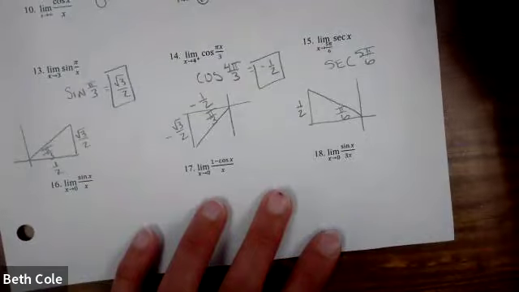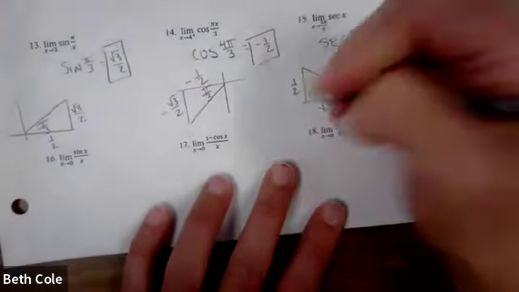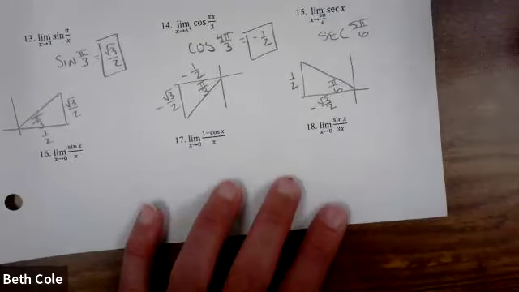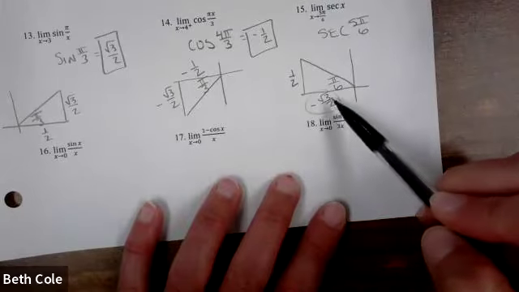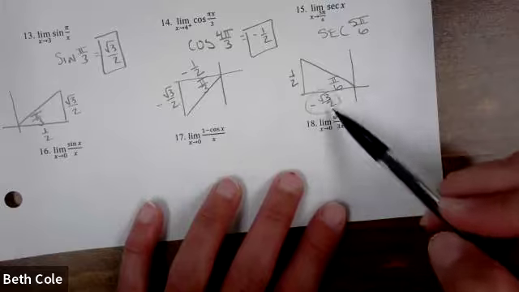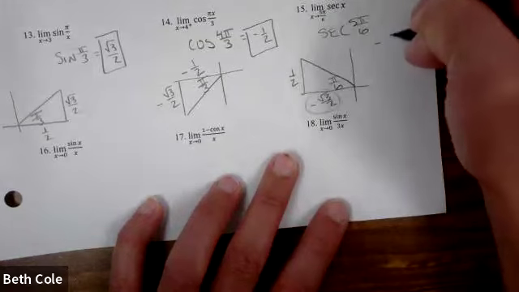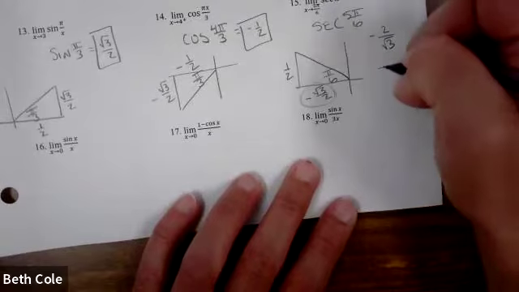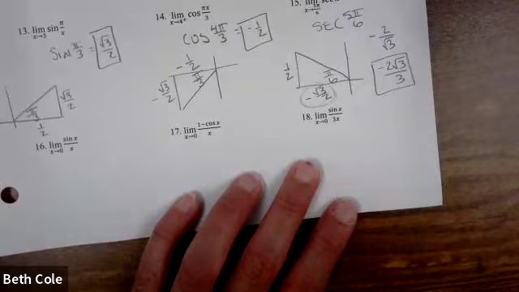Small goes across from small. Other side is square root of 3 over 2, but it's negative. Okay, that is your work. Now we answer the question. Secant is the reciprocal of cosine. Cosine is the x. So we're going to flip the x coordinate. All right, so it's going to be negative 2 over square root of 3, and then you have to rationalize. So negative 2 square root of 3 over 3 is your final answer.